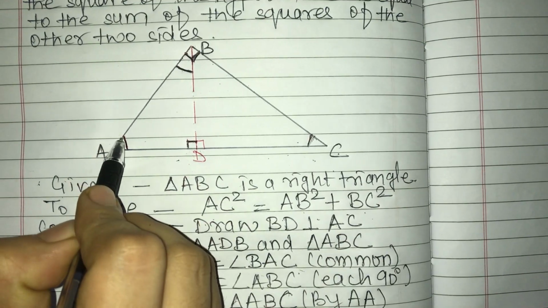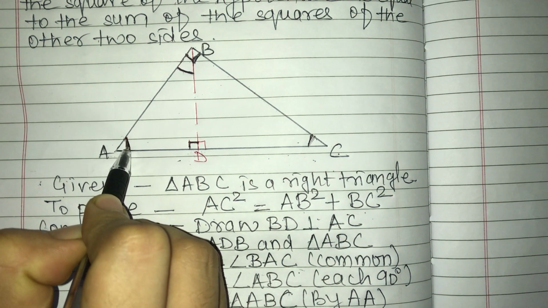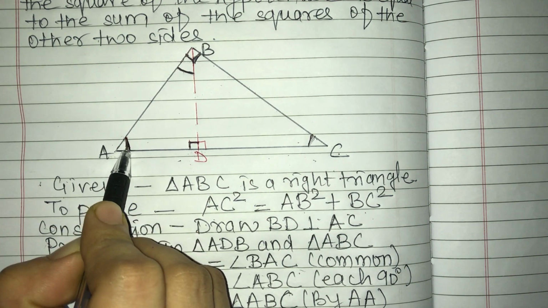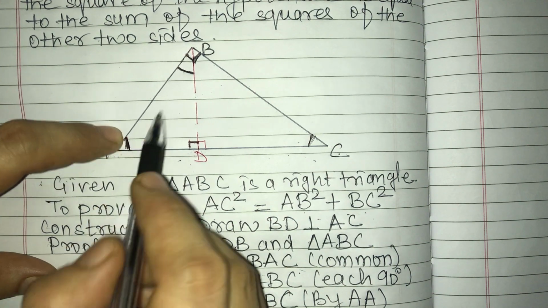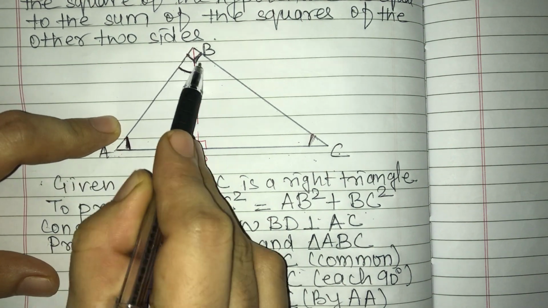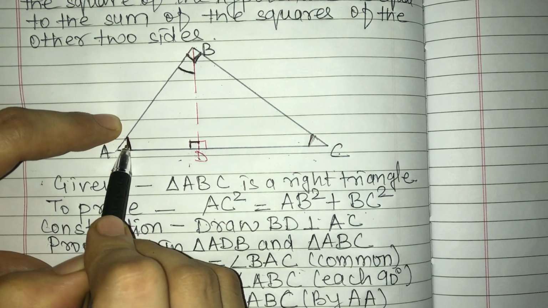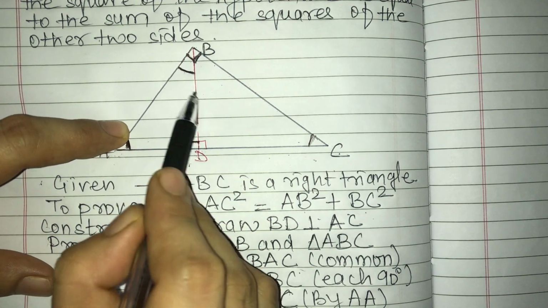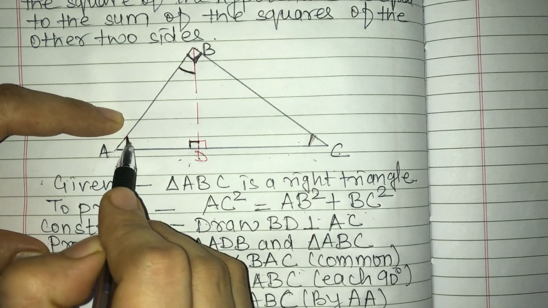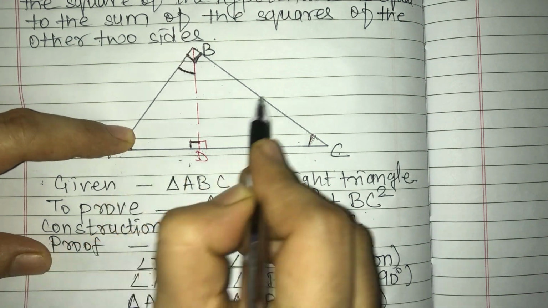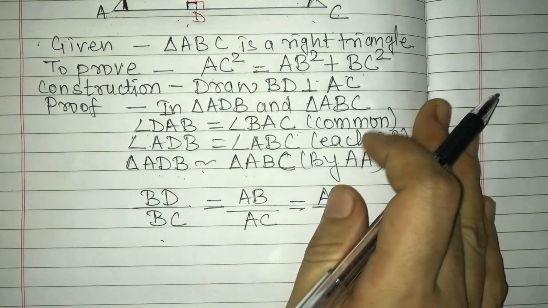As we have learned, this is the common angle in both the triangles. So just find out the side which is opposite to this angle in both the triangles. In triangle ADB, the smaller triangle, the side opposite to this angle is BD, and in the bigger triangle ABC, the side opposite to this angle is BC. So we have BD upon BC.